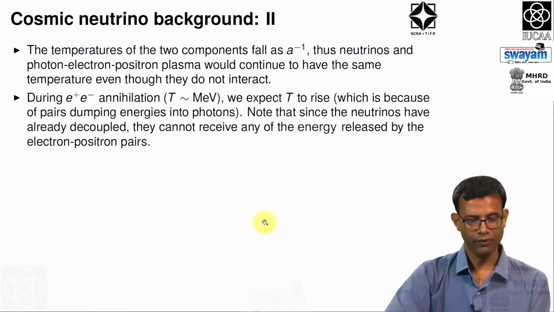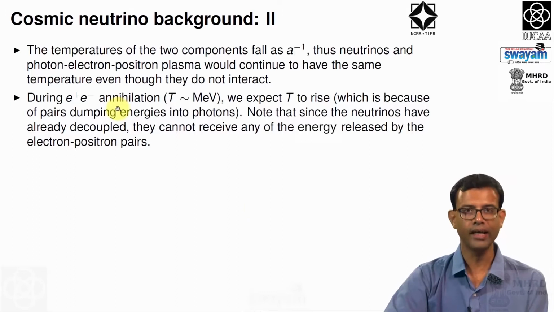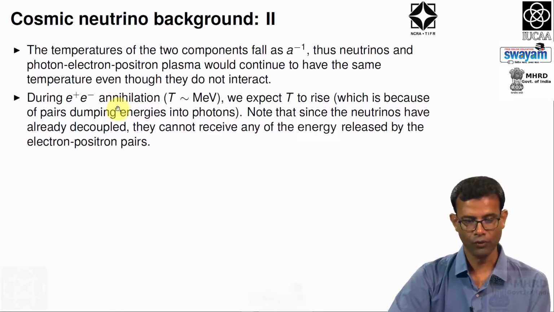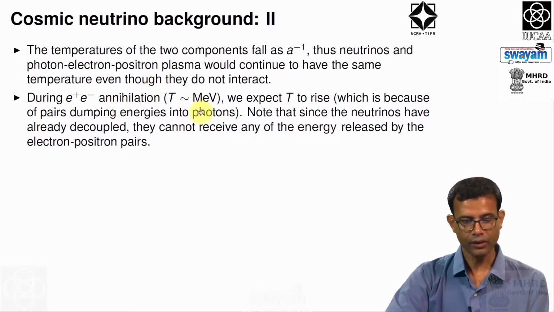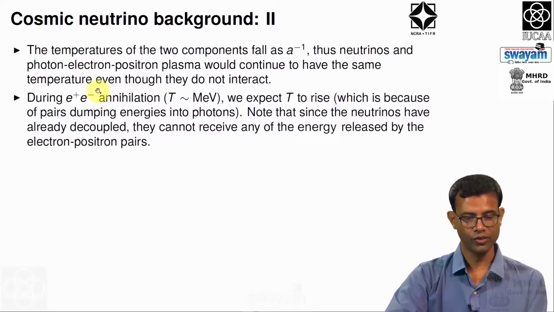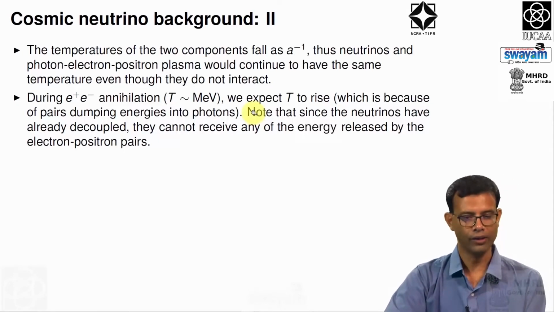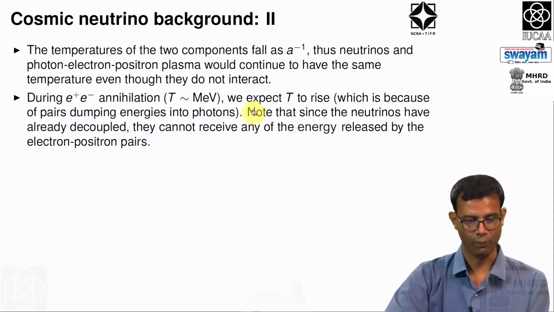Now, at some point when the temperatures become less than an MeV, as we said, the electrons and positrons annihilate and produce photons, but the photons do not disintegrate and produce pairs anymore. So only the forward reactions are happening. During this time, the energy contained in the electron positron pairs is transferred to the photons, because photons are not able to give that energy back to the electron positron pair, as the reverse reaction has stopped. So the temperature of the radiation is expected to rise.